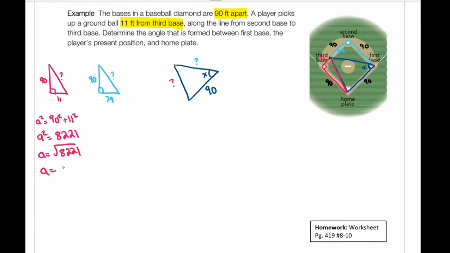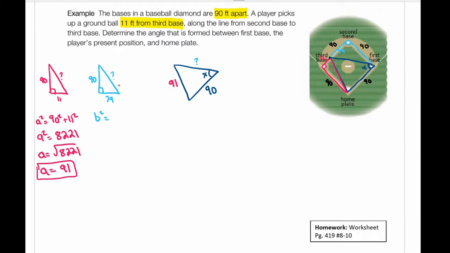So A equals basically 91. So that is one side length for our triangle. So I'm going to go back in and put 91 in as our side length. For the next triangle, I'll just call it B.